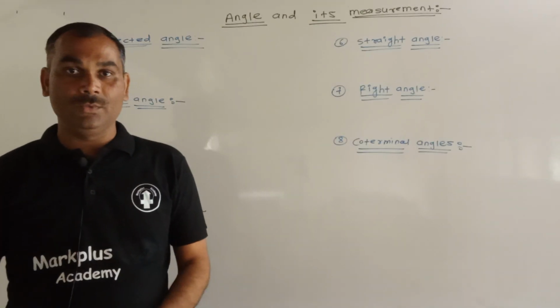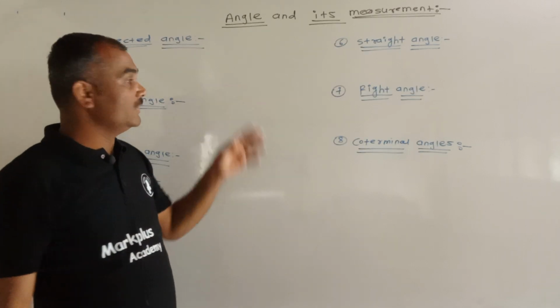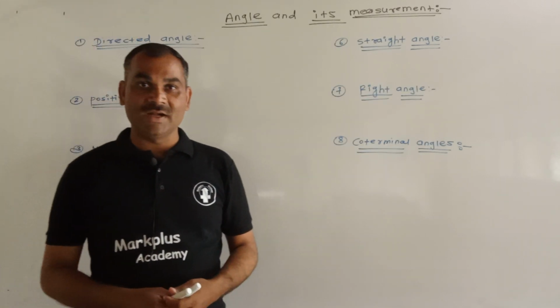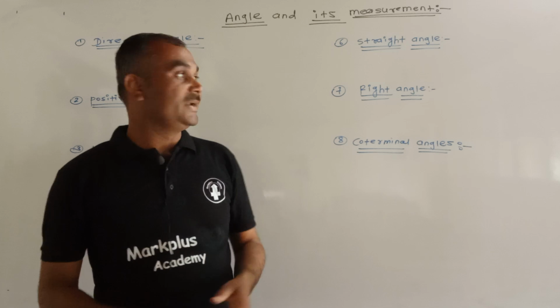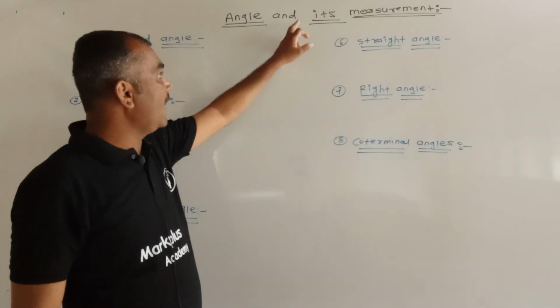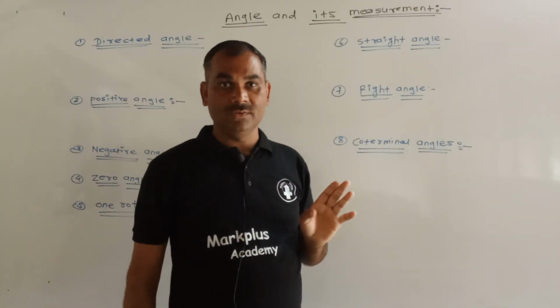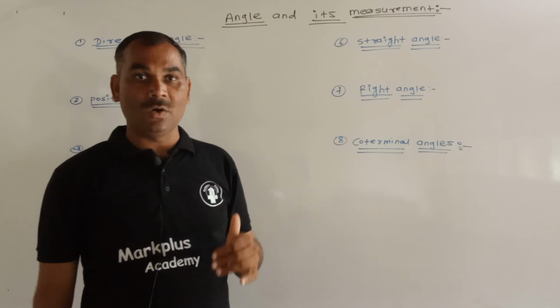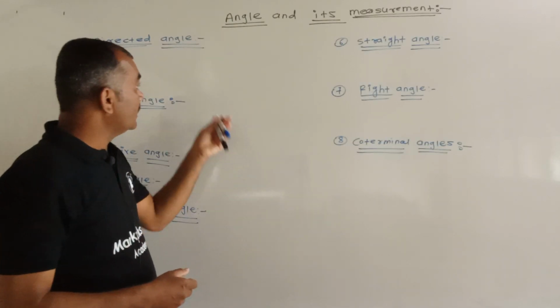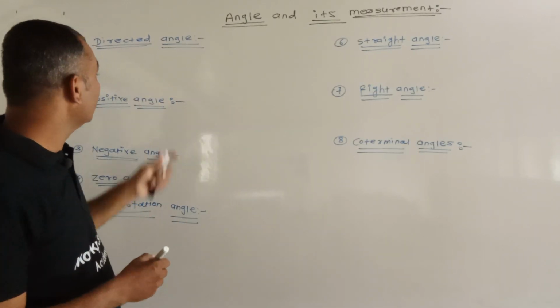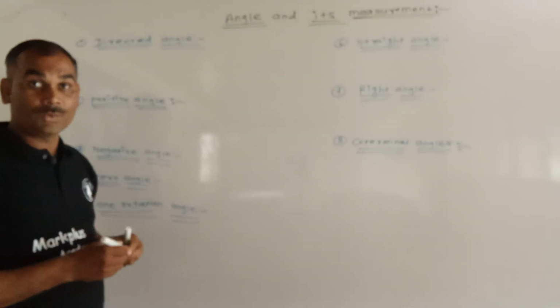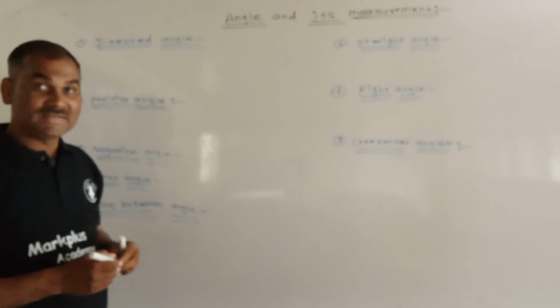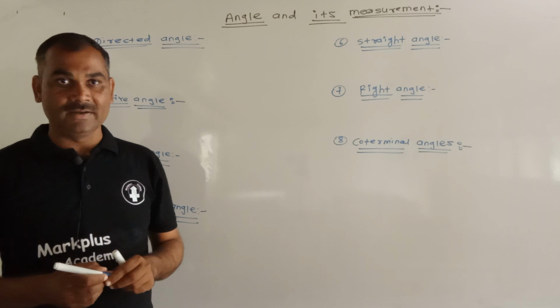Hello friends, today we are going to discuss unit number one from 11th standard, and the name of the unit is Angle and its Measurements. This is unit number one from part one. Today we are going to discuss some basic concepts of angles.